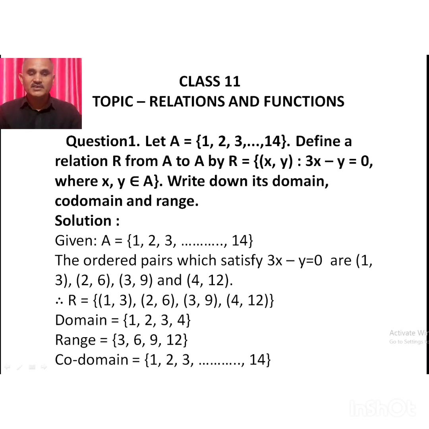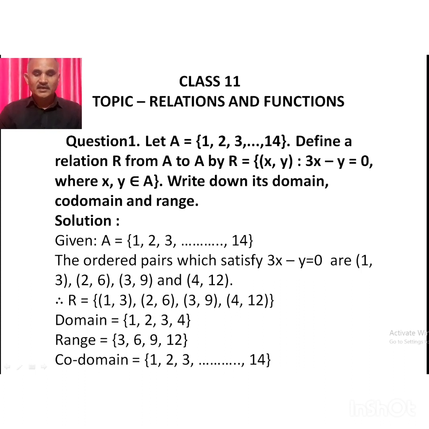Question number 1: A is equal to 1, 2, 3 up to 14, natural numbers. Define a relation given by 3x minus y equal to 0, so we can say y is equal to 3x. Here, all the elements belonging to set B are called the codomain. The first element of the ordered pair we take as the domain, and the second member of the ordered pair we call the range.